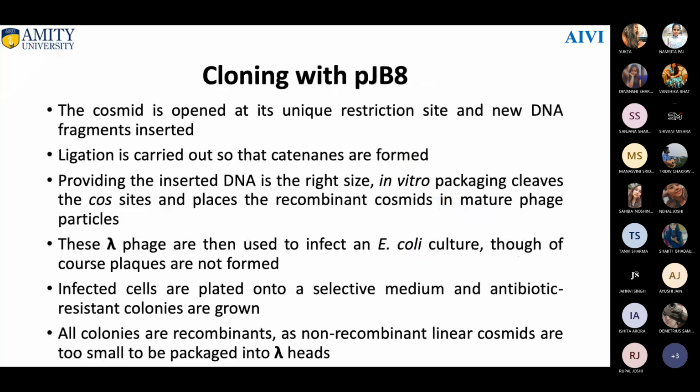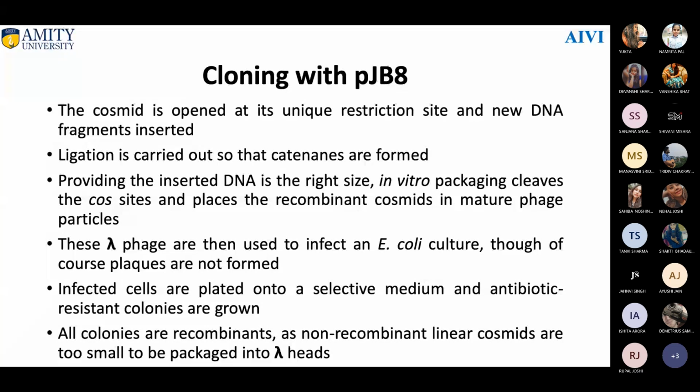An example of a cosmid is pJB8. P for plasmid, JB8 is your cosmid. A cosmid can also be said to be a plasmid class of vector, but it contains the cos site. The cosmid is opened at its unique restriction site, a new DNA fragment is inserted, and ligation is carried out so that concatemers are formed. When the cos site is restriction digested, it leads to the packaging.